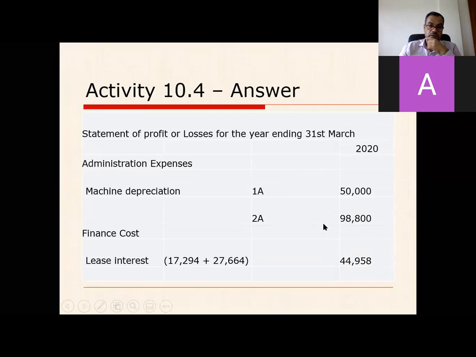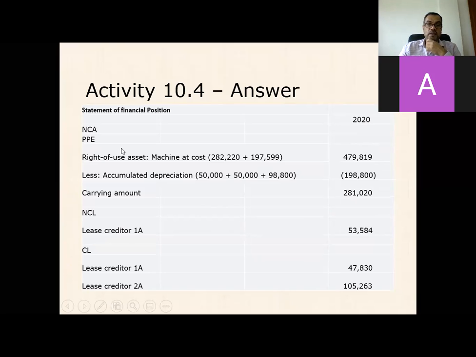That is your depreciation. In the profit and loss statement, finance cost comes from two leases, 1A and 2A. 17,000 is coming from 1A, 27,000 is coming from 2A. Calculations are here.